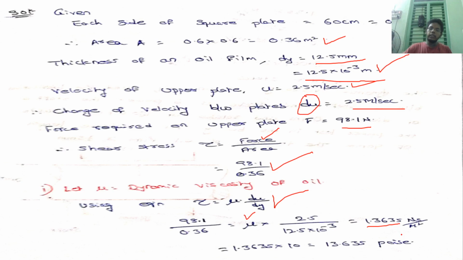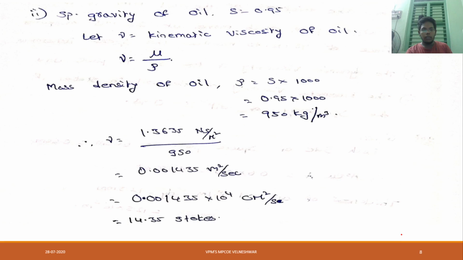Newton S per meter square. Convert it into poise, into 10. Simple. Now second bit: specific gravity of oil. Why are we taking specific gravity here?